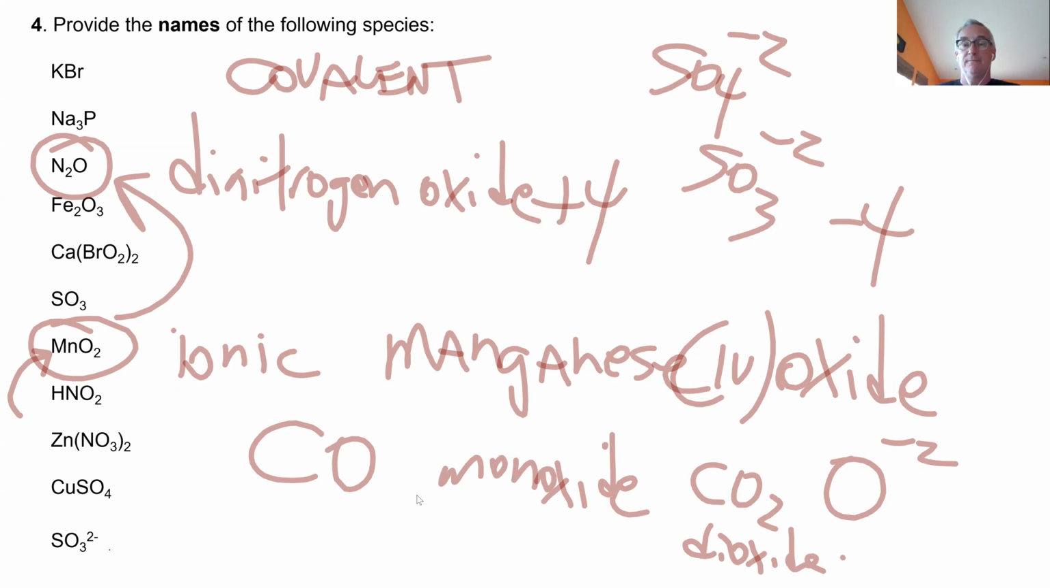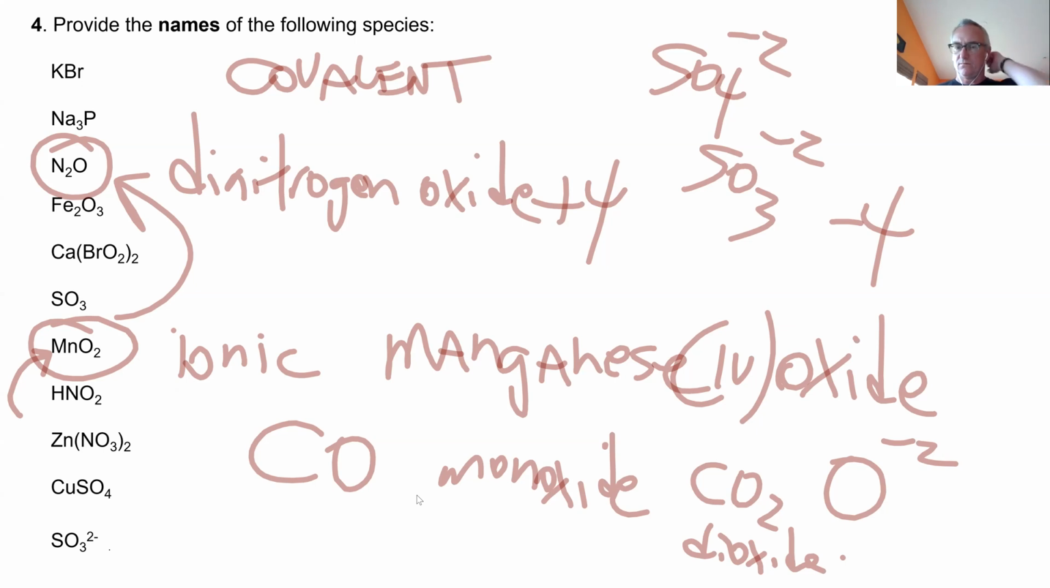It's a covalent compound. So you have to say how many atoms there are of each one before we know what it is. So why not dinitrogen monoxide? Yeah, you could, that's true. You could also call it dinitrogen monoxide. That's a good point.